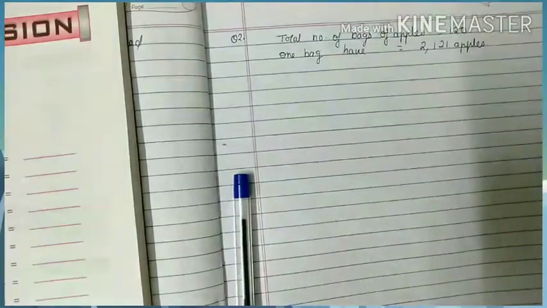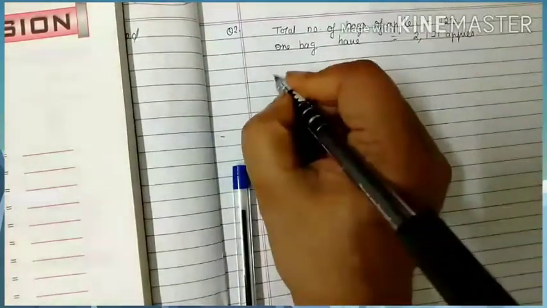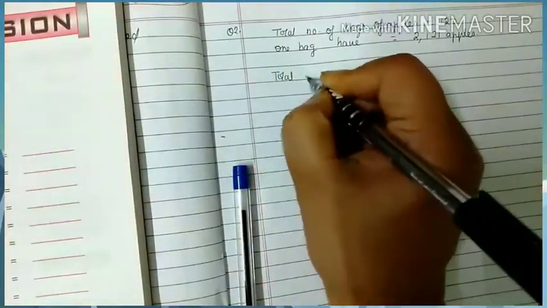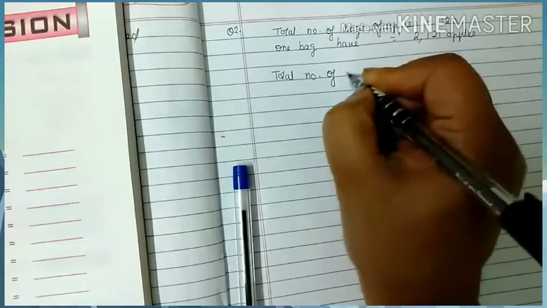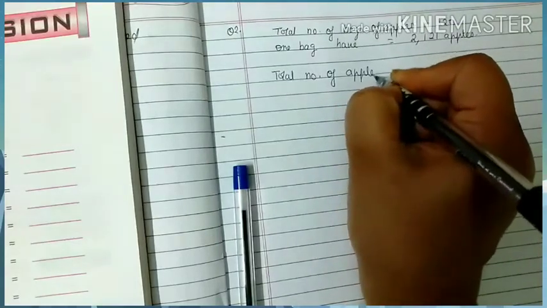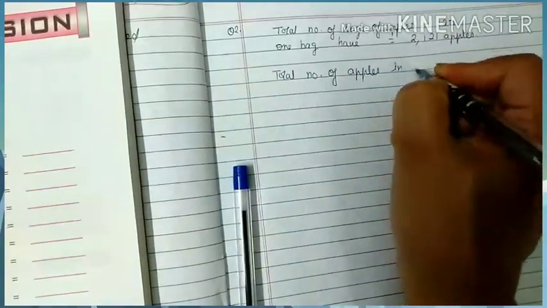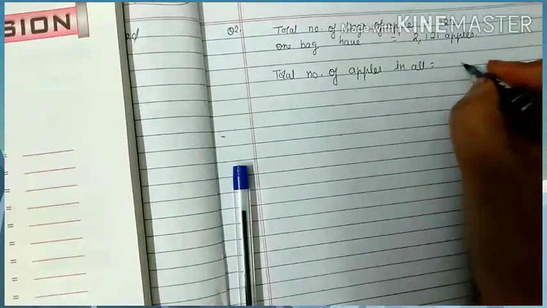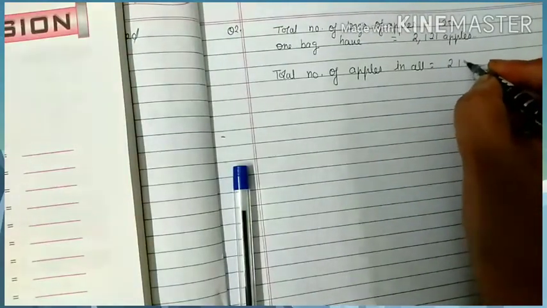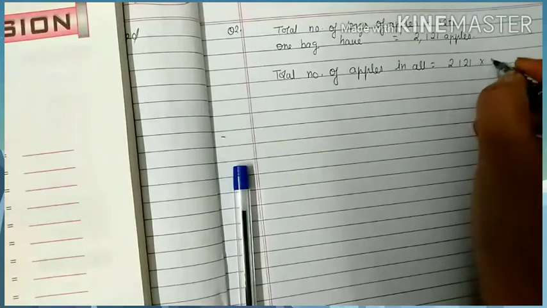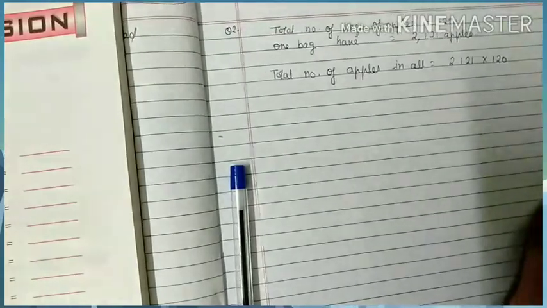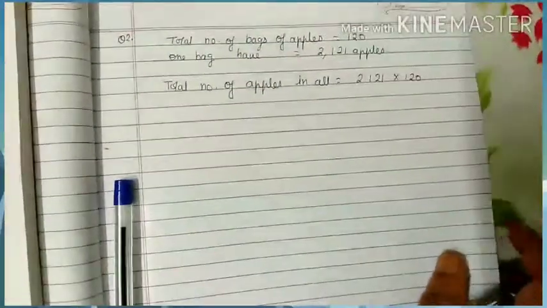Now how many apples are there in all? So total number of apples in all is equal to 2121 into 120. Right? You have to do it this way. करना है ना इस तरह से.